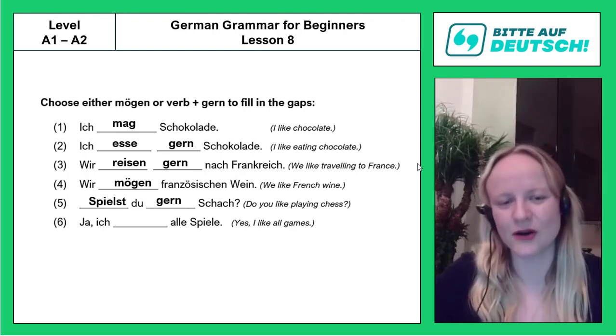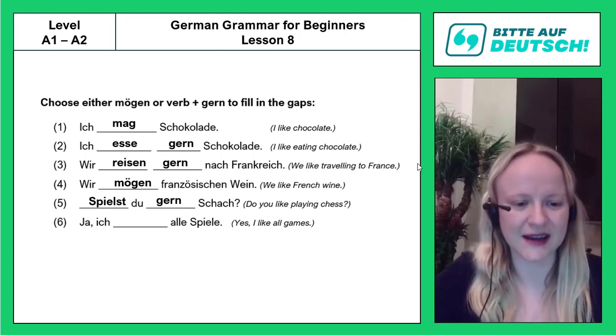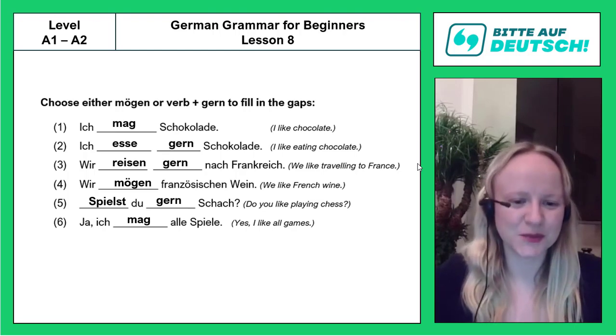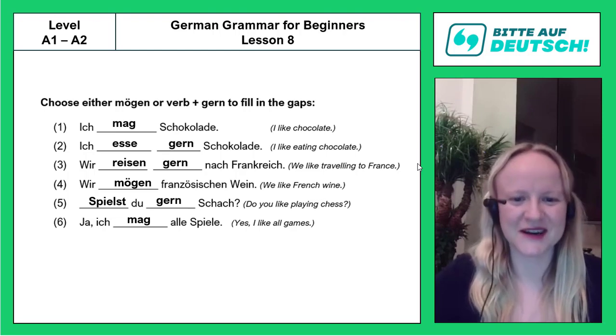And then the answer, yes, I like all games. This time again being an object or a thing that we like, games. So we will no longer say gern, we will say mögen. Ja, ich mag alle Spiele.